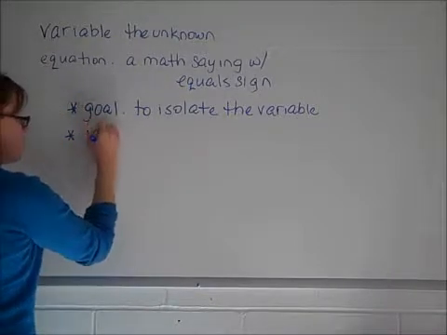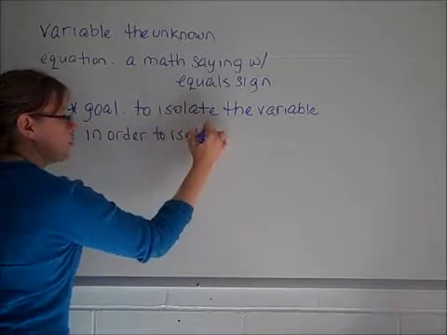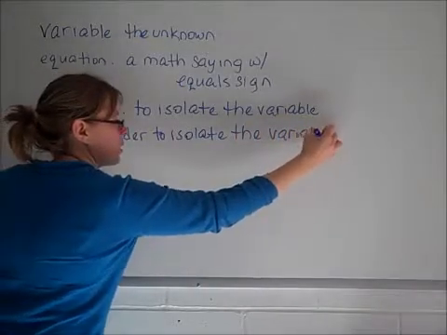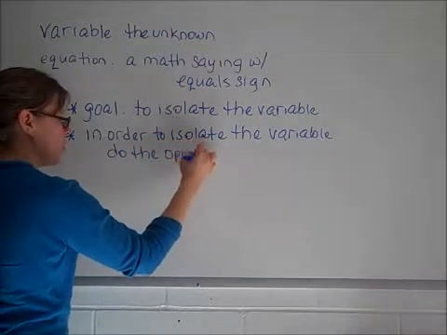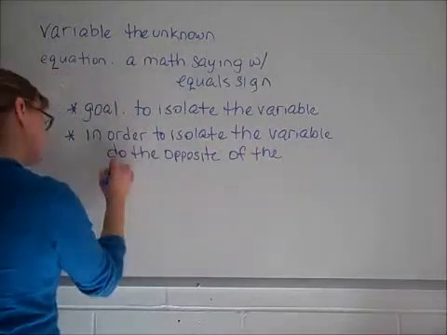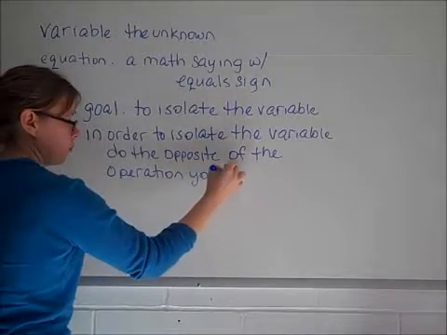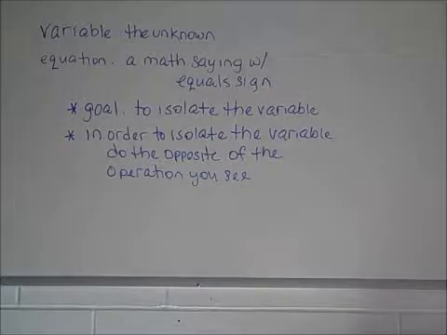So, in order to isolate the variable, do the opposite of the operation you see. So, if you see multiplication, you're going to do division. If you see division, you're going to do multiplication. Let's try some examples.